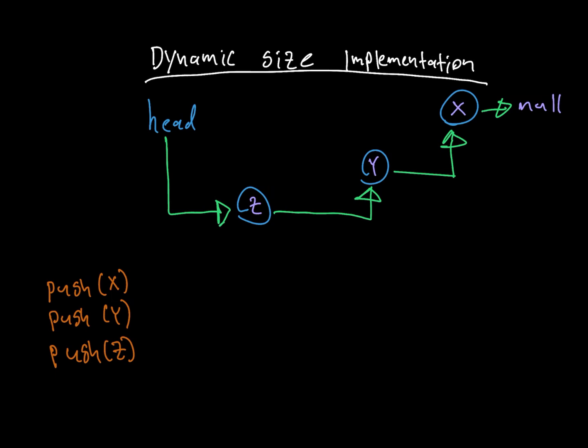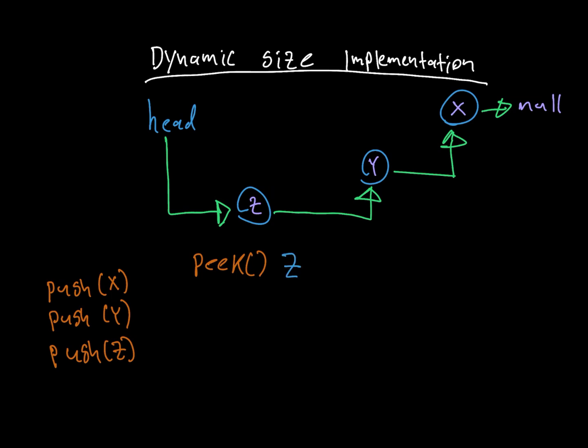What happens if we do peek? Well, we can see that head is pointing to the first node in our sequence, it has a value of Z, so depending on your implementation, it could simply return Z.